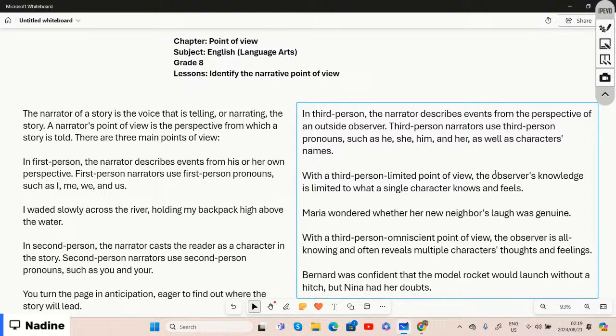All right. Then we said that also with the third person, the narrator describes events from the perspective of an outside observer. The third person narrator uses the third person pronouns. Because remember, now you are in the third person. The narrator describes it as an outside observer.